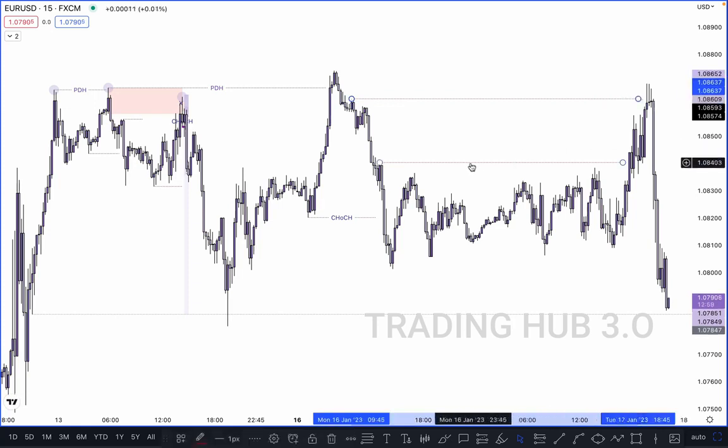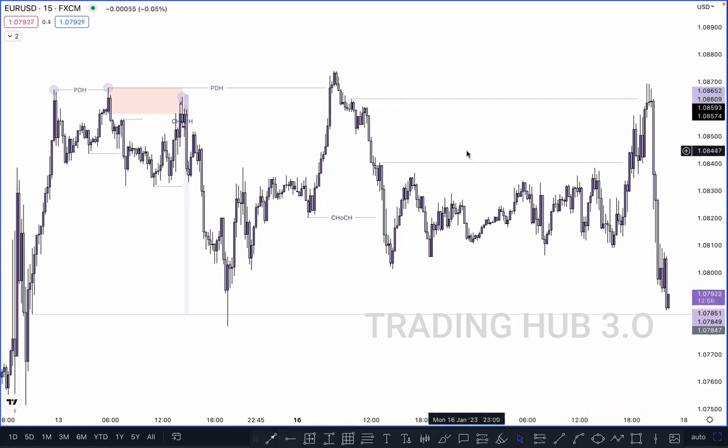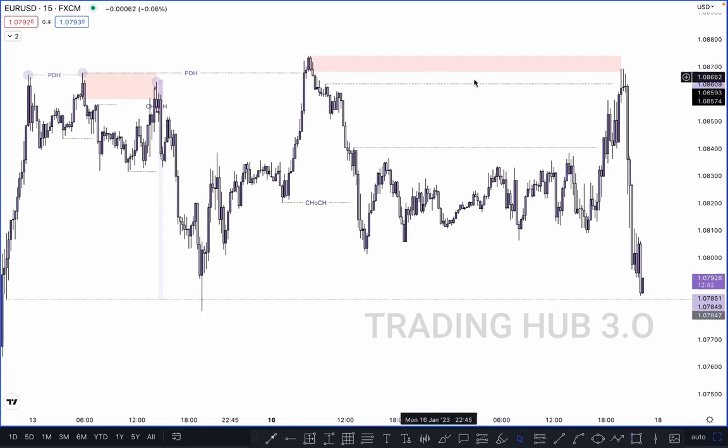So you can sell in these two POIs. Only two POIs actually work: the first one after taking out the inducement, and the next one on the extreme. So after this change of character, you can also sell here. Market tapped the extreme POI, which is here right now. You can see the market, after mitigating, made a sharp move and pushed downside.